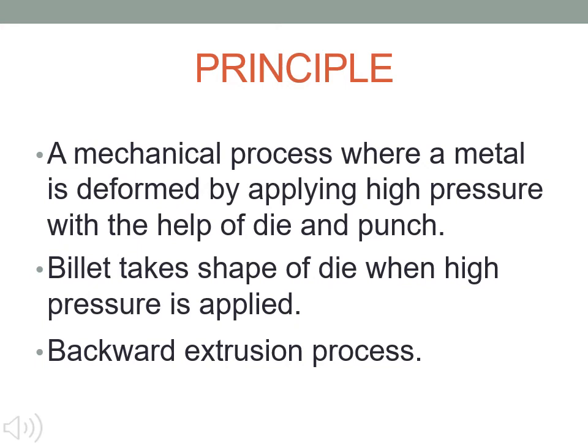The die is designed in a manner so as to withstand the pressure and temperature of the heated billet or metal as it flows through it. And the extrusion forging mechanism is also called a backward extrusion process. It's because, as the word suggests, the product that we obtain comes at the back of the die, and that is the main reason why it's called a backward extrusion process.